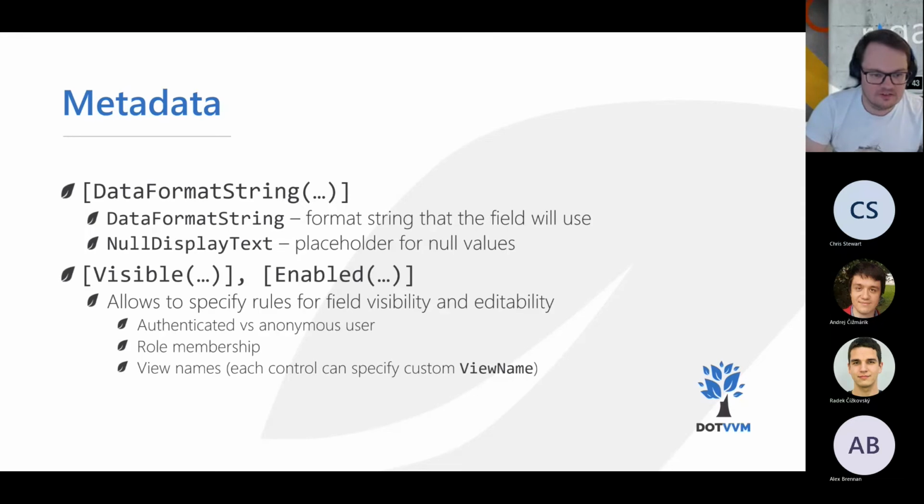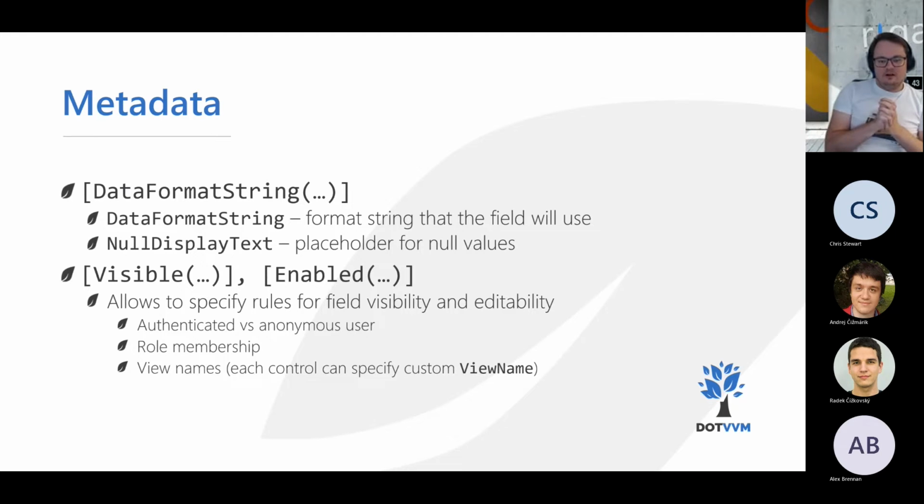There are also visible and enabled attributes, which are not part of the framework, they are custom. They come from VVM Auto UI. And you can basically conditionally include or exclude fields based on the user information. So for example, if the user is signed in or if it's just an anonymous user, or based on the role membership. So, okay, you can say that this field will be edited only by admin users or something like that.